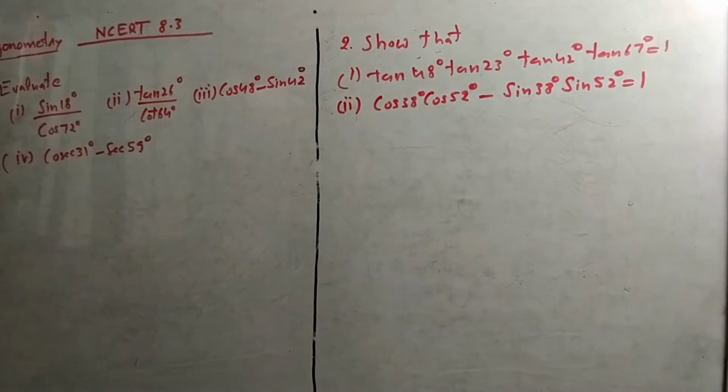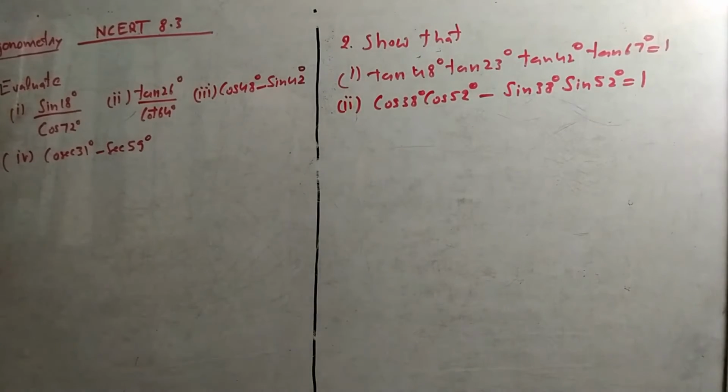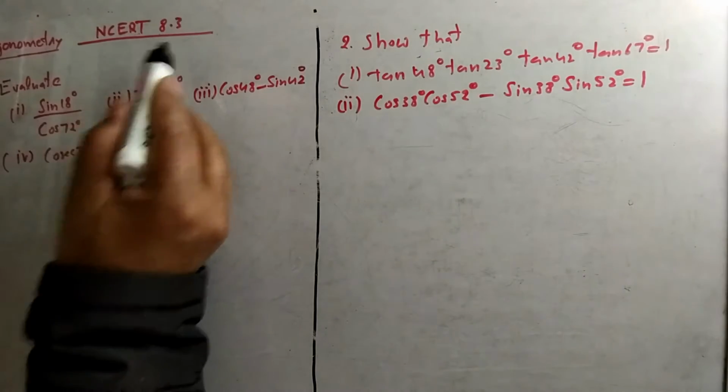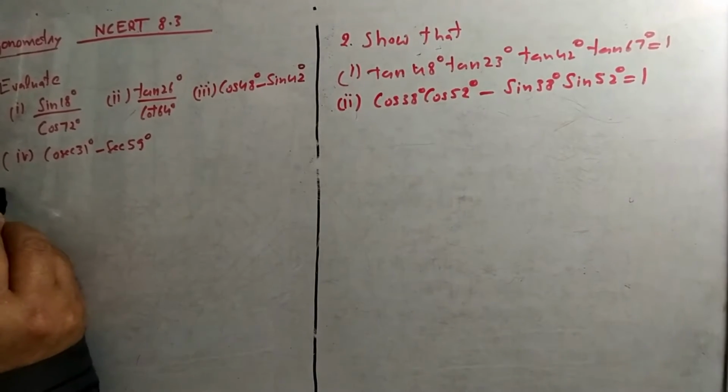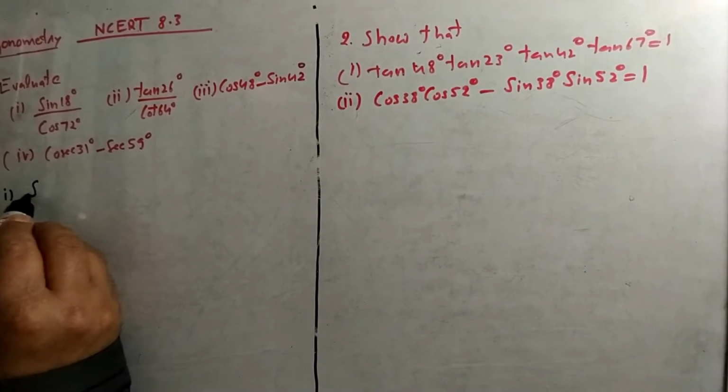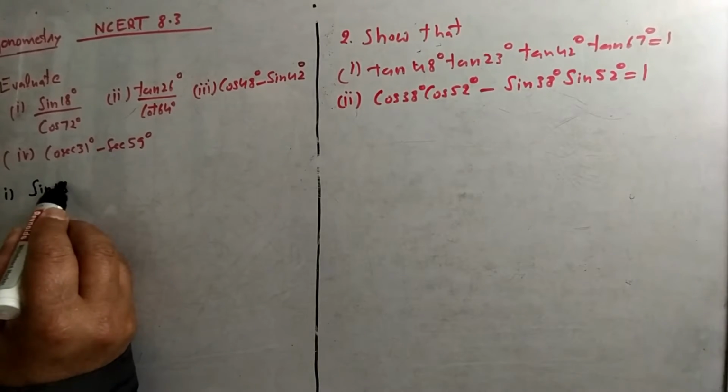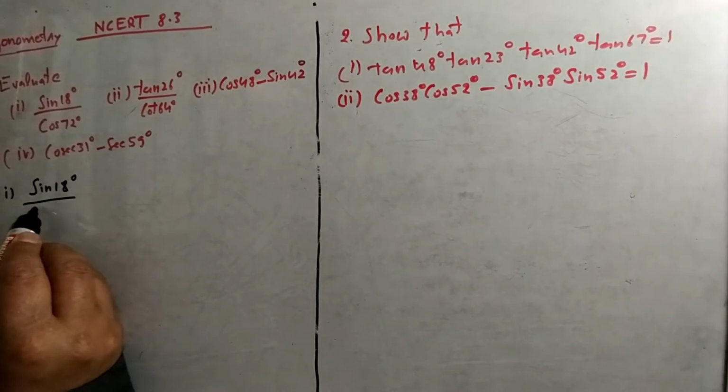Children, let us take a few more questions from NCERT. We are discussing trigonometry, and I have question number 1 from exercise 8.3 of NCERT. The first question is sine 18 degree. You have to evaluate it.